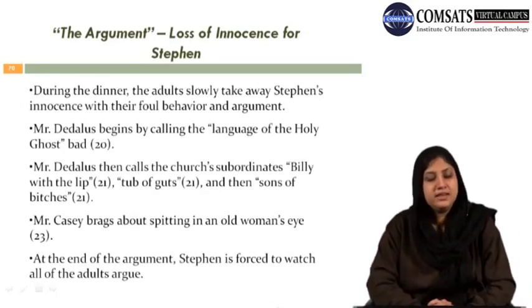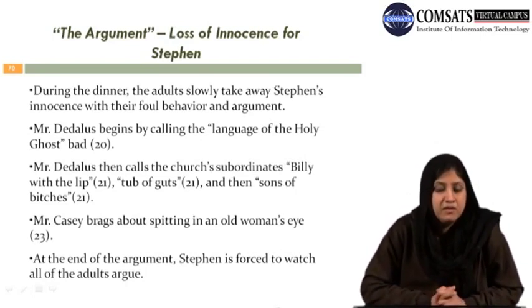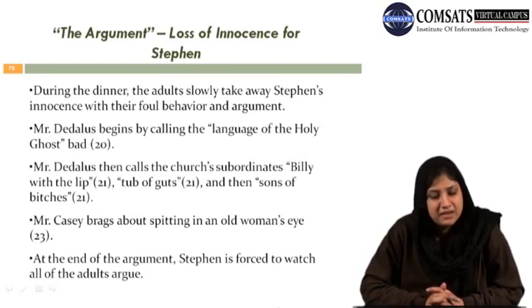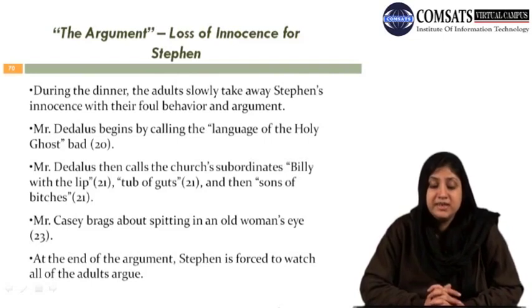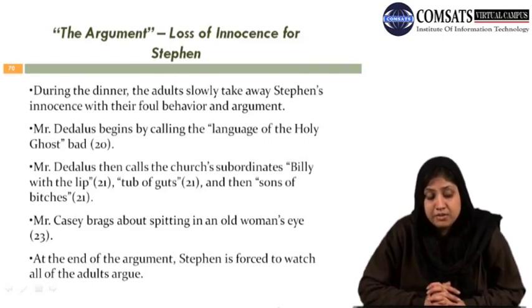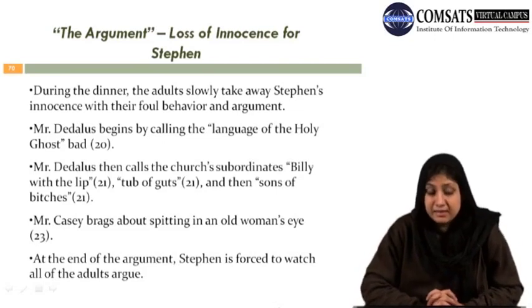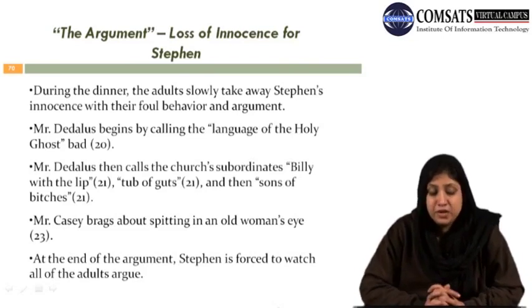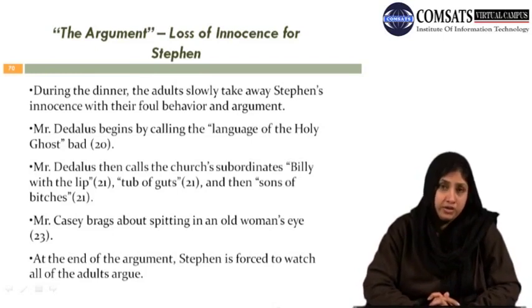During the dinner, the adults slowly take away Stephen's innocence with their foul behavior and argument. Mr. Daedalus begins by calling the language of the Holy Ghost bad. Mr. Daedalus then calls the church subordinates names, and Mr. Casey brags about spitting in an old woman's eye. At the end of the argument, Stephen is forced to watch all of the adults argue.